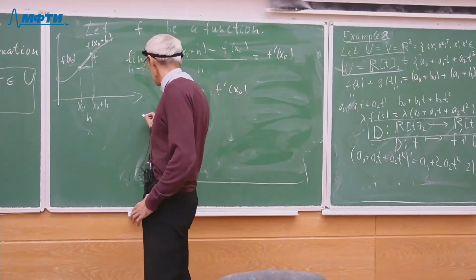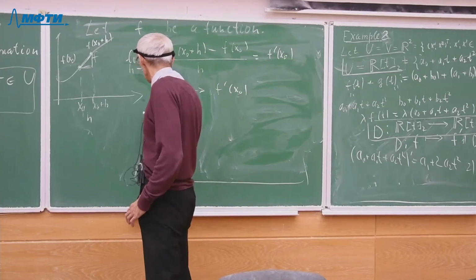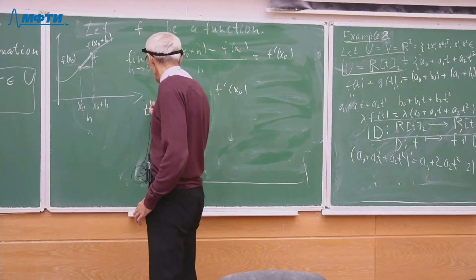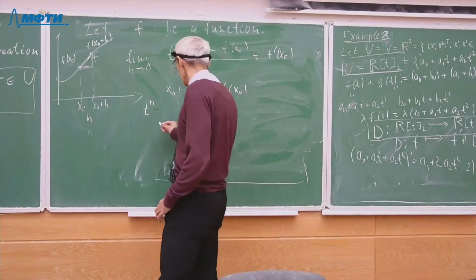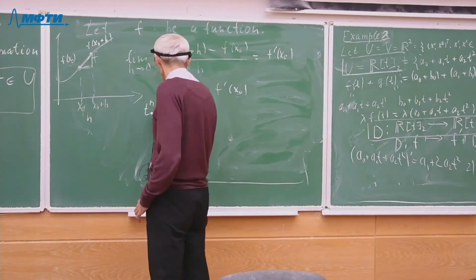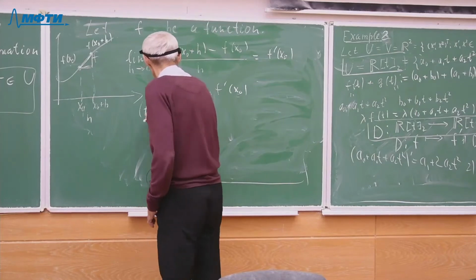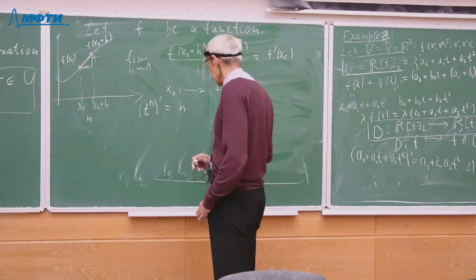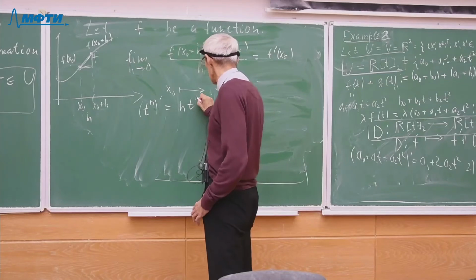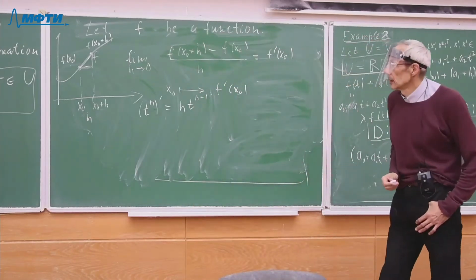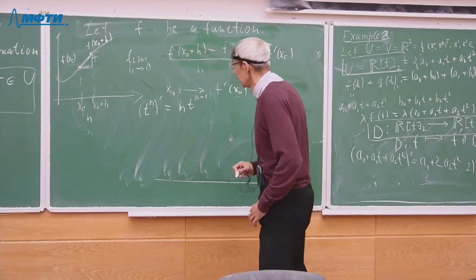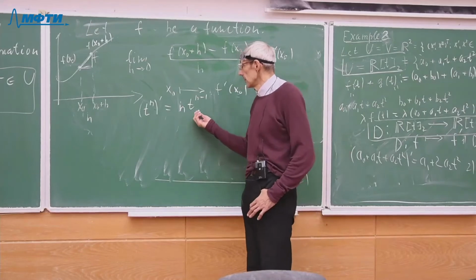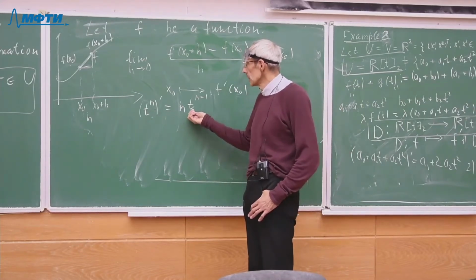If we have a polynomial t with degree n, the derivative of this function is equal to n times t to the degree n minus 1. And the derivative of a polynomial is also a polynomial.